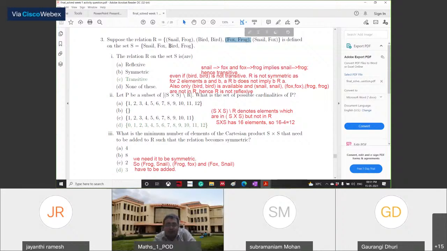From this relation, snail and frog is also there. So snail, fox is there. Fox, frog is there. So two relations are done, and three elements are also there. So the third pair is also there, satisfied in the relation. Therefore, that is why it is transitive.